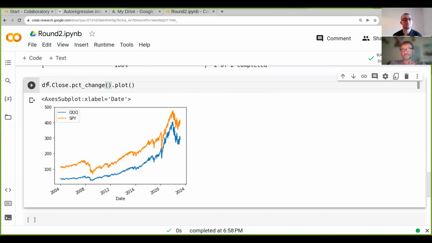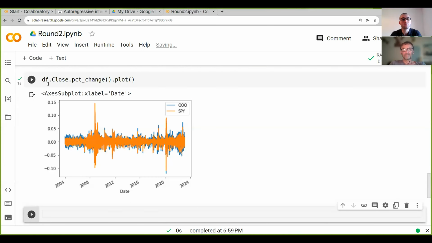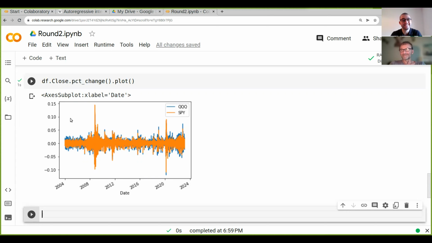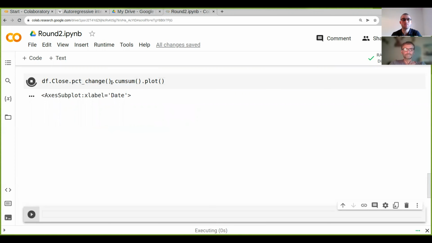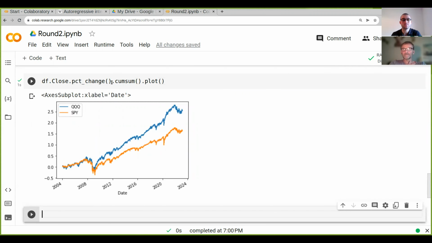So now we've got a percentage change, but we want a price. Well, let's plot it. Oh, it doesn't look too good. What else do we need? What we can actually do is use the cumulative sum on top of it. And there we go. We've got the two aligned, basically.